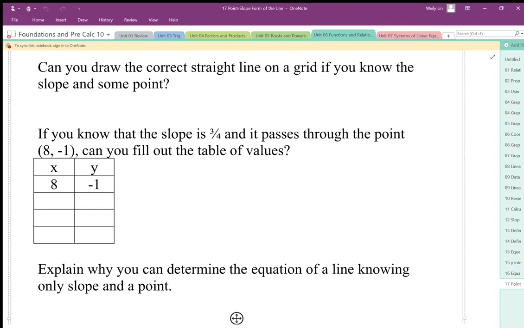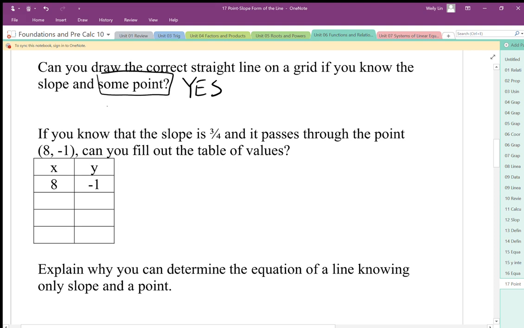Can we draw the correct straight line on a graph if we know the slope at some point? Well, the answer is definitely yes, and this is what the point-slope form relies on. It doesn't rely on the y-intercept, but on any point.